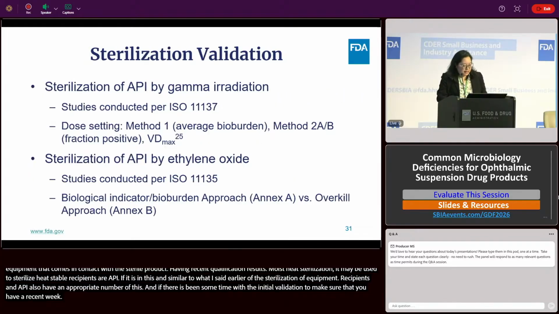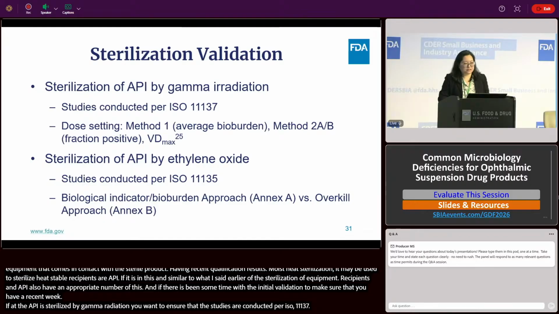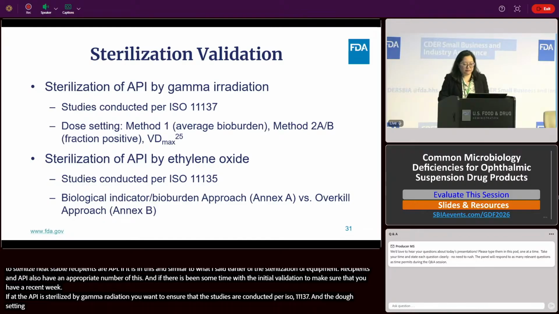If the API is sterilized by gamma irradiation, you want to ensure that the studies are conducted per ISO 11137. And this means for the dose setting that you're either using method 1, which is taking the average bioburden of multiple samples, method 2A and B, which is a fraction of positives, or the VDmax 25 method, which is typically what we see.